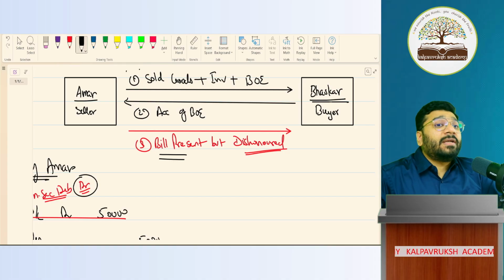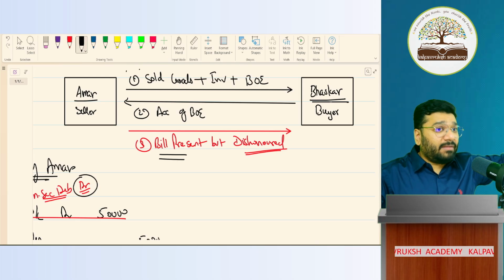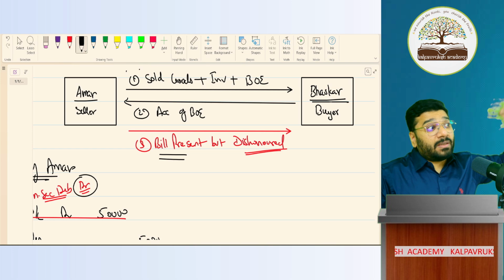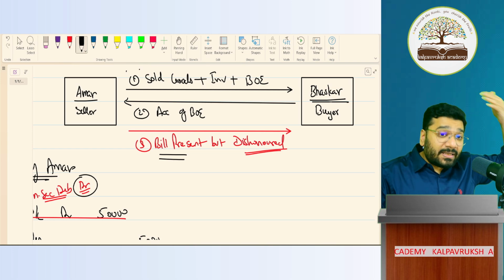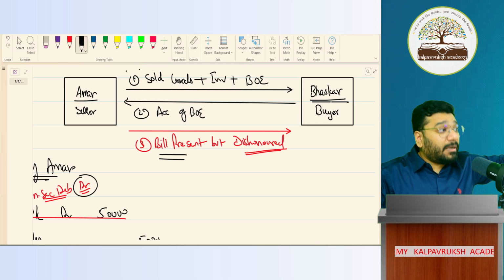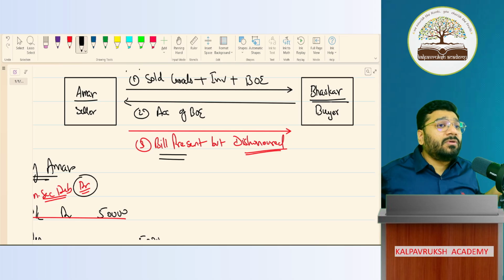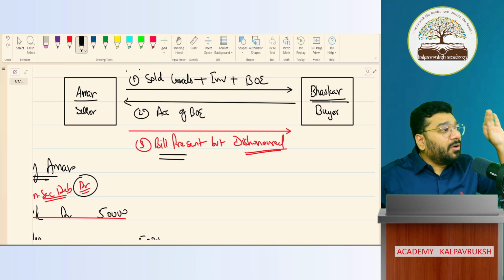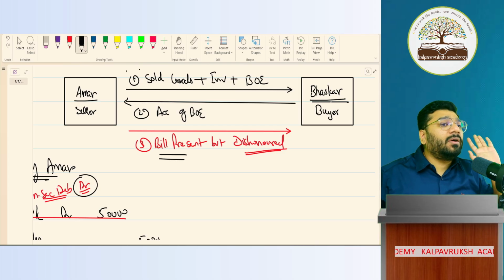Maybe Bhaskar genuinely doesn't have money that day. Bhaskar thought, from where will I get money? Once I receive money from some other party, I'll make the payment. So Bhaskar was expecting payment from one party. That party did not give money to Bhaskar. So Bhaskar is also now running short of money. Reason could be anything, genuine, non-genuine, whatever the reason. On the due date, the bill is not honored. Right or wrong? Okay.